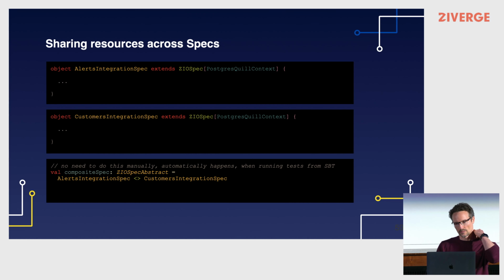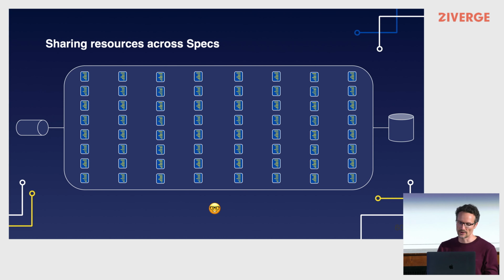And what the SBT test runner actually does, it collects all the specs according to your command line. So if you just restrict to run a few tests, it doesn't matter. Or if you run the whole test suite, the SBT test runner will collect all the specs and compose them all together into one single spec, and will execute that one. And yeah, so this is the effect that you have.